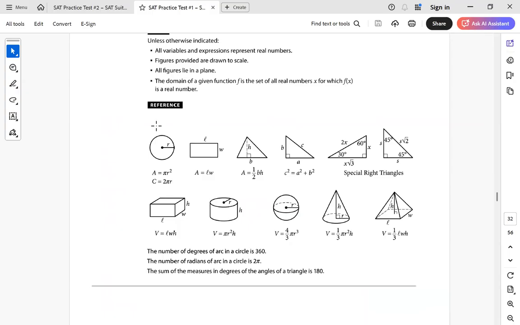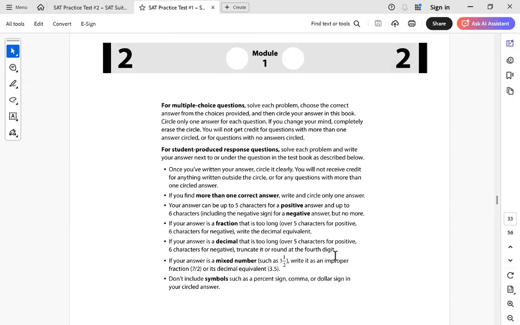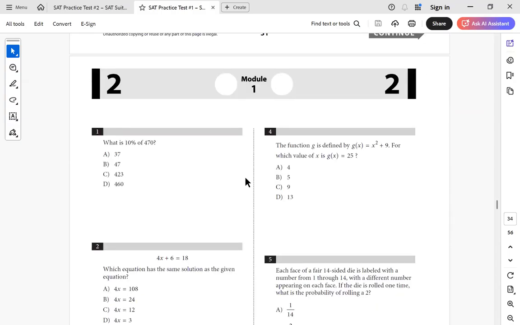The first sheet gives you some formulas and some information about number of degrees and radians in an arc, and that the sum of the measures in degrees of the angles of a triangle is 180. Then it gives you a sheet on how to write your answers, whether it be a fraction or a decimal or a mixed number. And then the questions start. So these are the questions we're going to go over in this video. We're going to go over the questions in module 1 of the SAT practice test number 1. So let's get started.